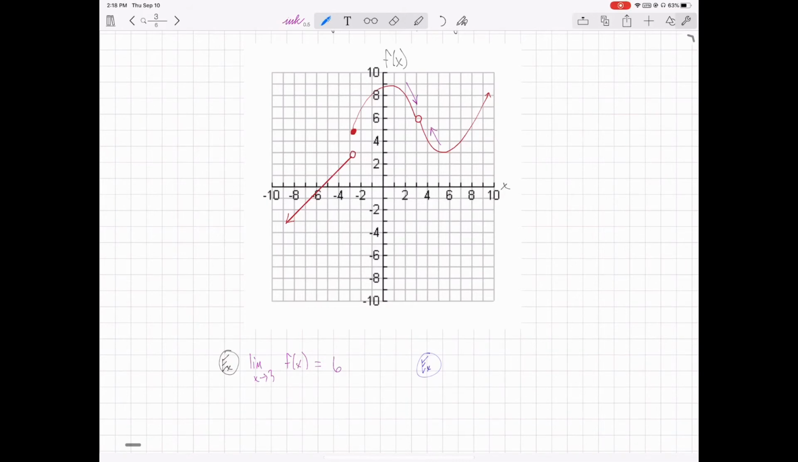Okay, so let's do another one. Okay, let's go to -3. So the limit as x goes to -3 of f of x. Well, on the left, that limit value appears to be 3. So I'm going to check it like this.